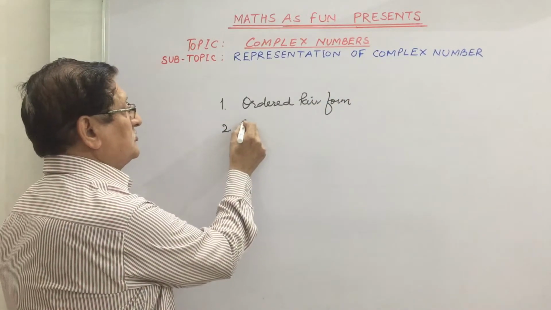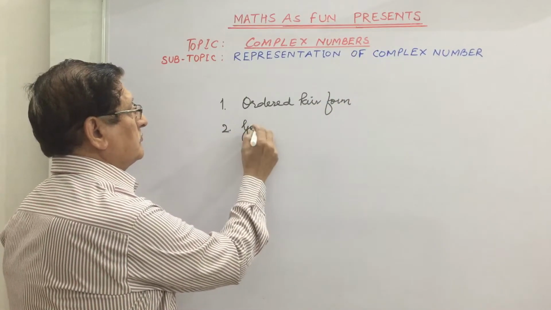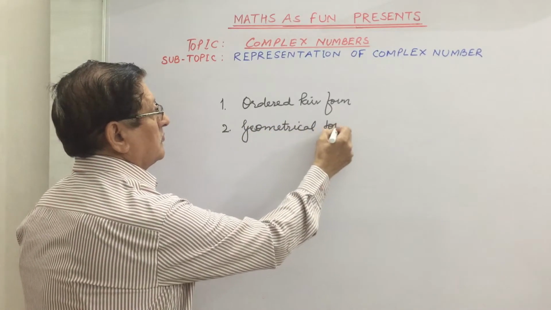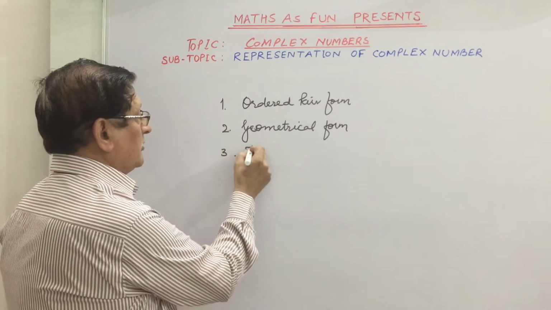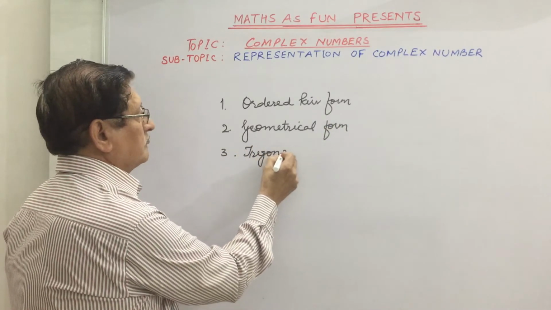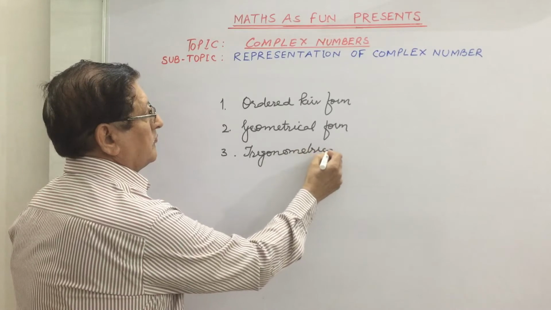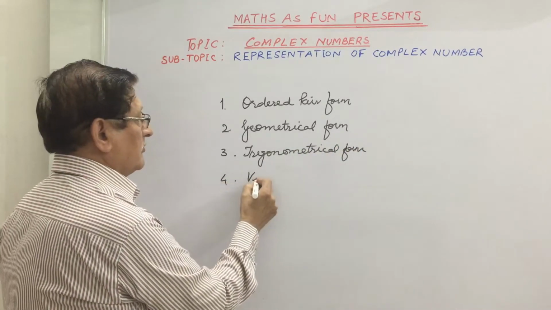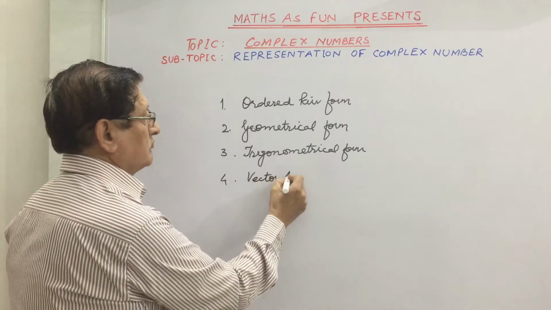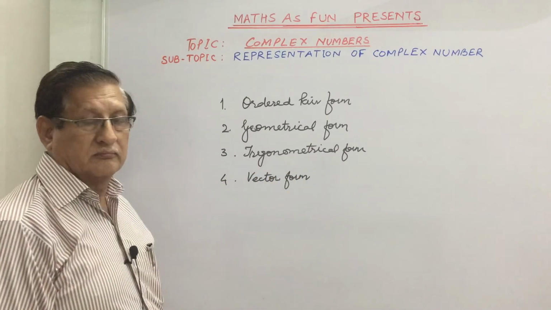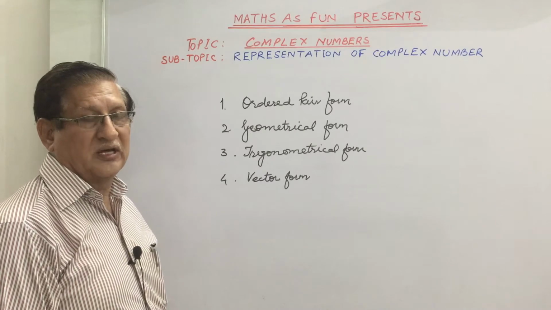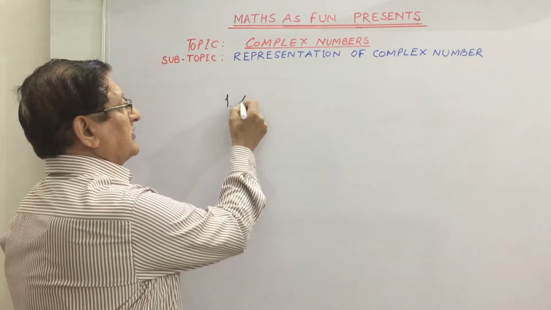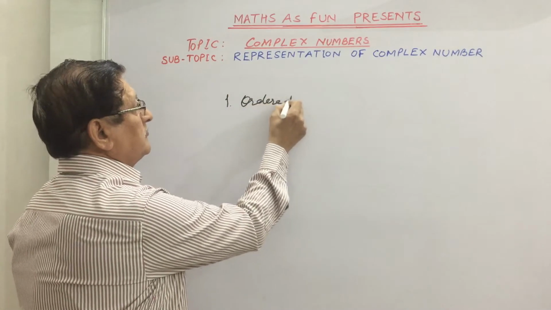Number two is geometrical form. Number three, trigonometrical form. And number four, vector form. Now we'll learn about them in detail. Let's learn about the first one, that is ordered pair form.